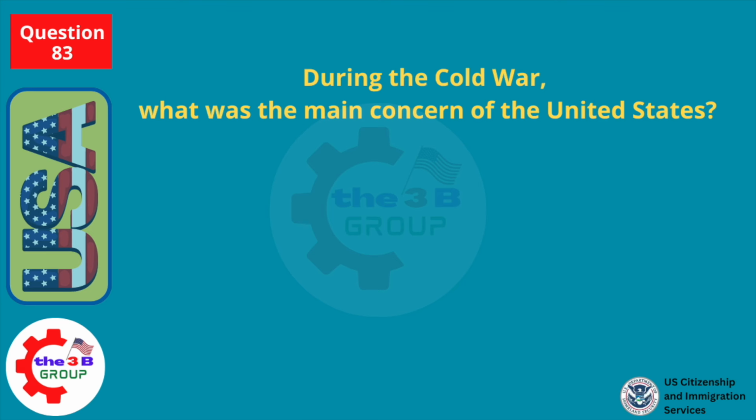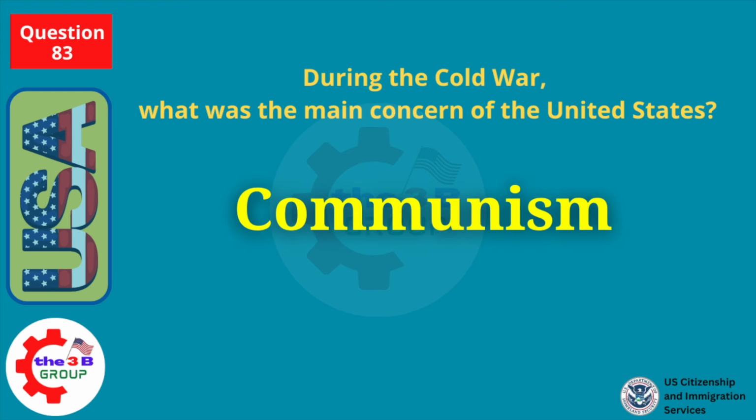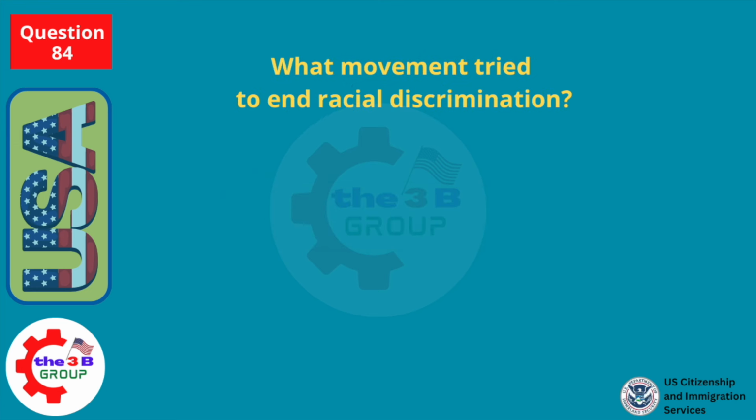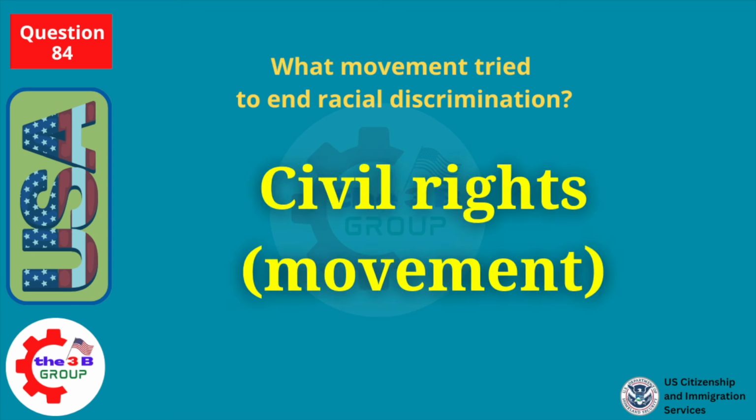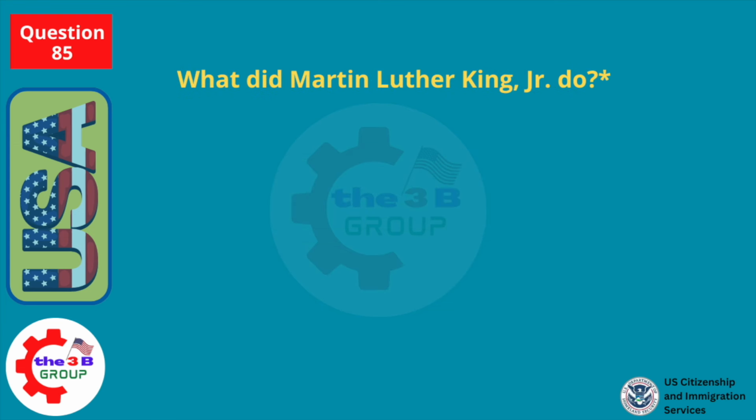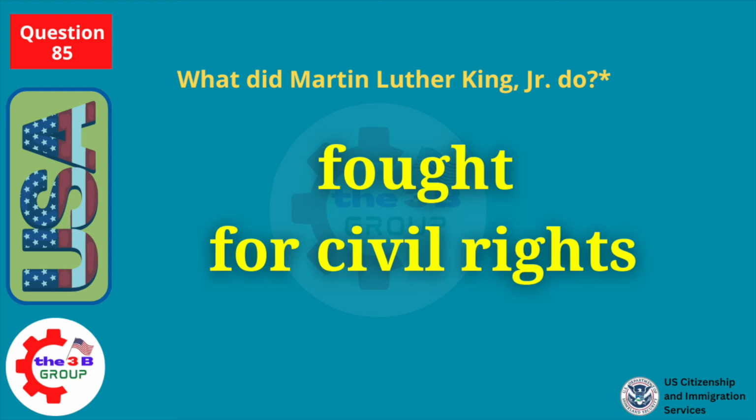During the Cold War, what was the main concern of the United States? Communism. What movement tried to end racial discrimination? Civil rights movement. What did Martin Luther King Jr. do? Fought for civil rights.